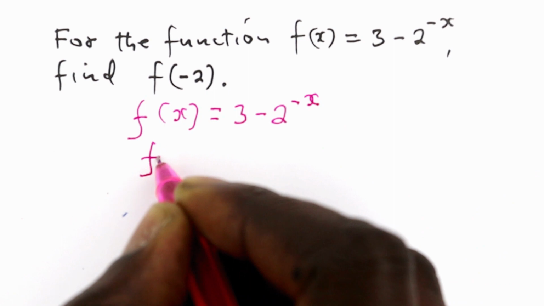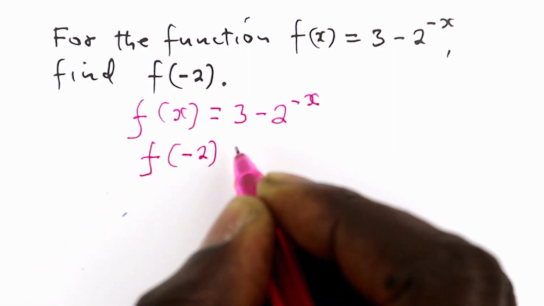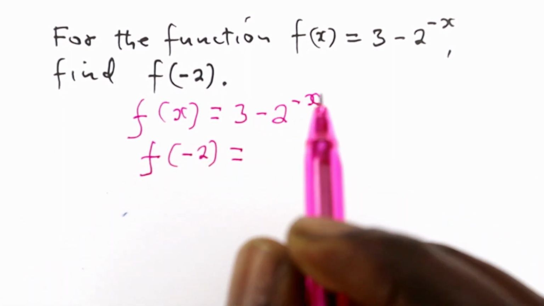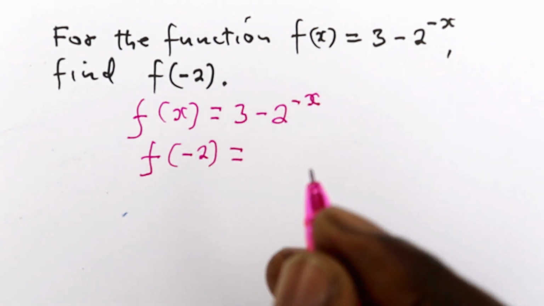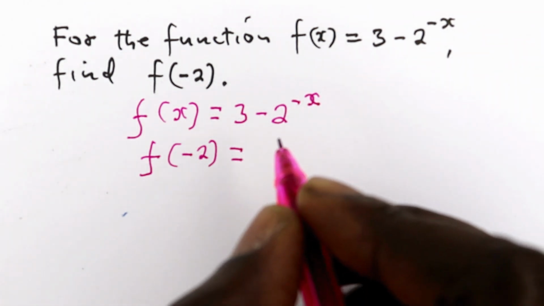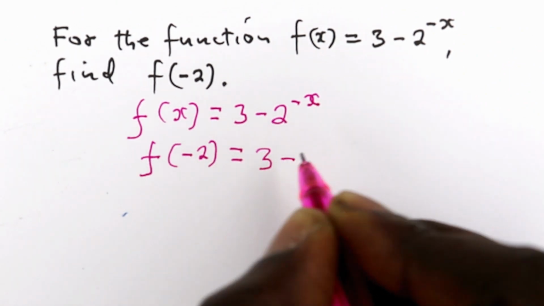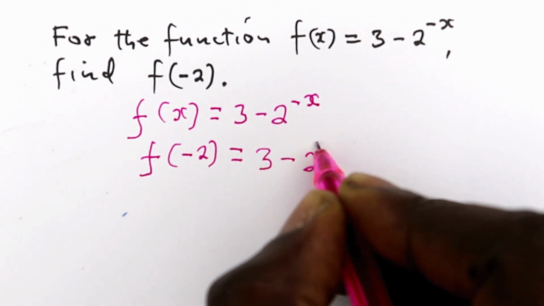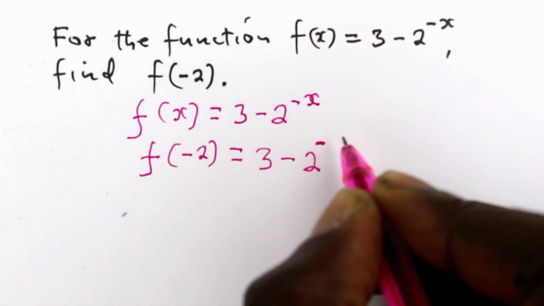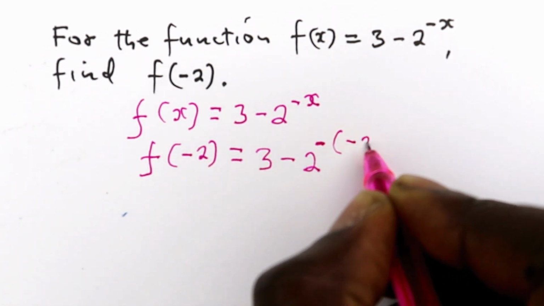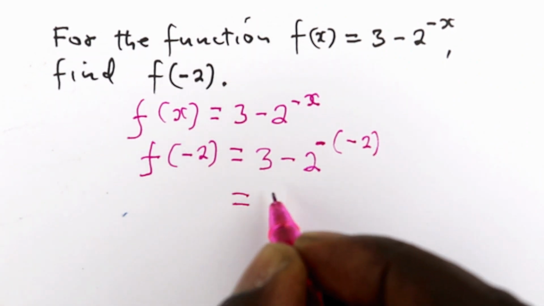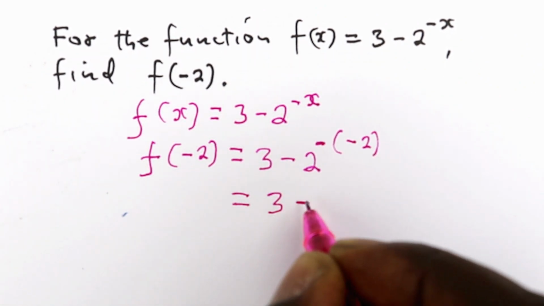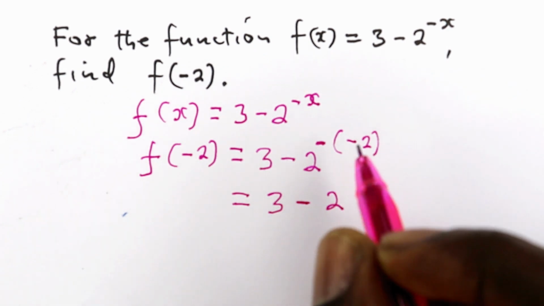So now f of negative 2 just means we find this function when x is negative 2. So we simply substitute. So we're going to have 3 minus 2 raised to negative x. So the negative of x and x is negative 2. So that will be 3 minus 2 raised to this power.